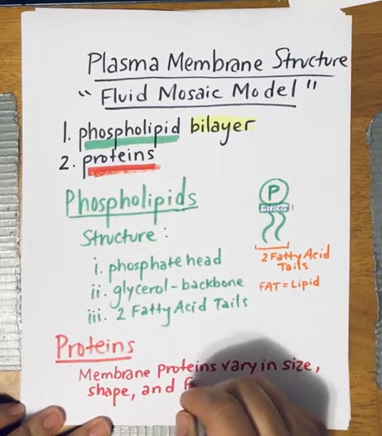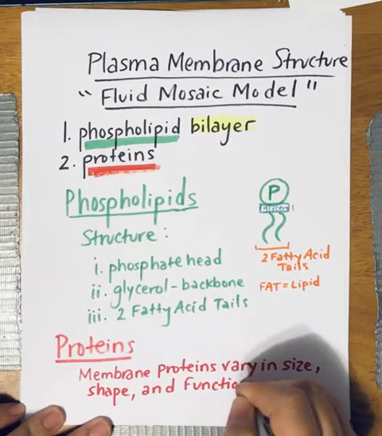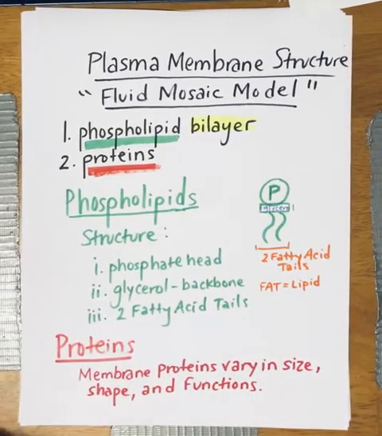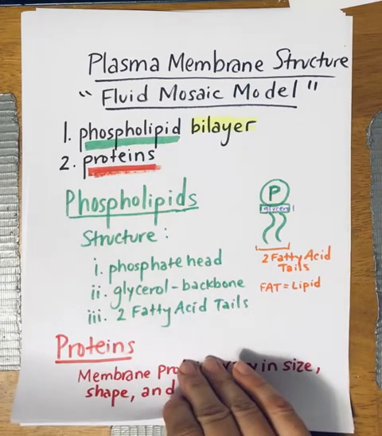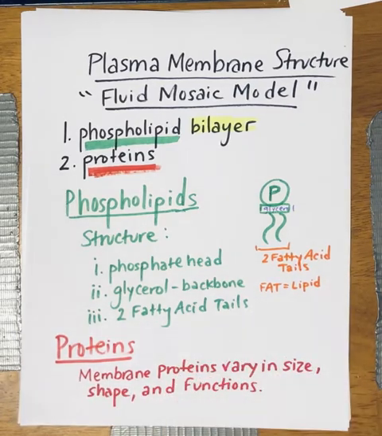Before we draw out proteins, the first thing we need to understand is that membrane proteins are going to vary in size, they're going to vary in shape, they're even going to vary in function. Now, if you look at the shape of your proteins when we draw them out, that's going to help you determine their function or help you remember their functions. So we'll go over that whenever we draw out the phospholipid bilayer.